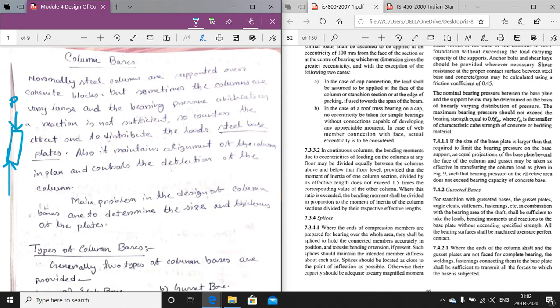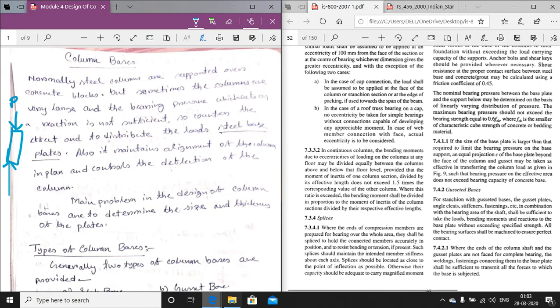Also, due to this kind of situation, the load may not be distributed properly. So to cater for this situation, we provide a base plate under a column. That means there will be a base plate under the column at the junction between the column and the concrete block. So this is called column bases or the base plate.